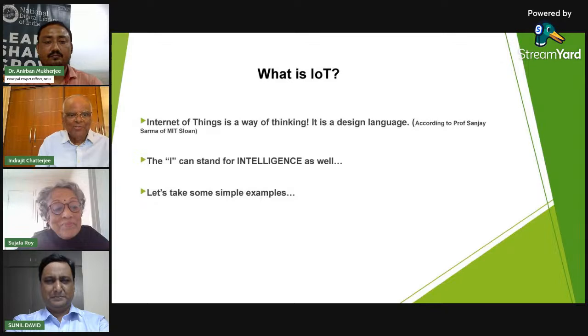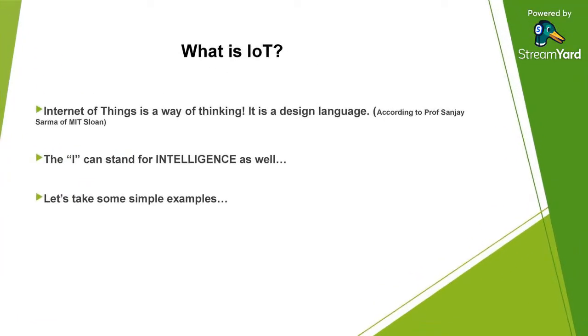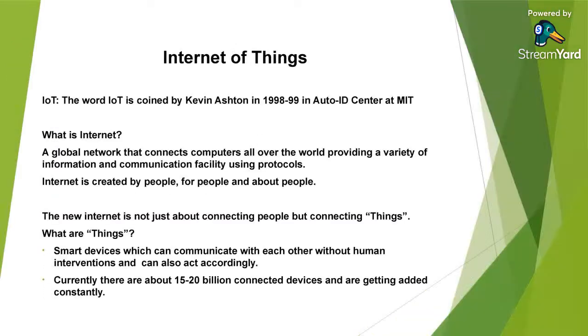This Internet of Things is a way of thinking. It is a design language. That's what Sanjay Sharma, the professor at MIT Sloan, says, and here the I also stands for intelligence as well. Next slide, please. I'm just defining IoT.